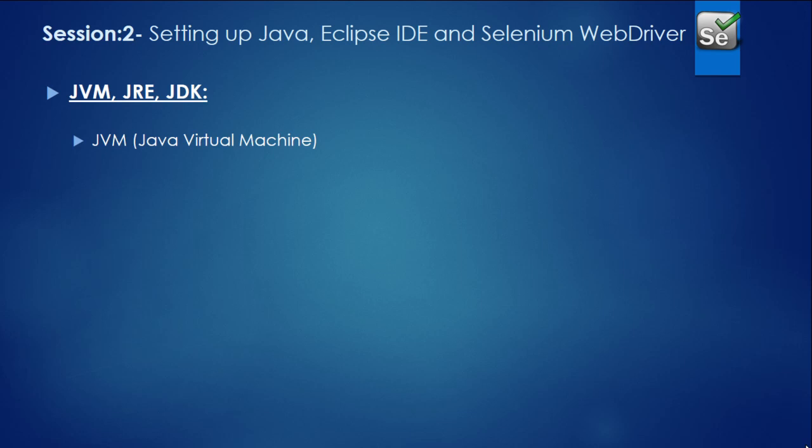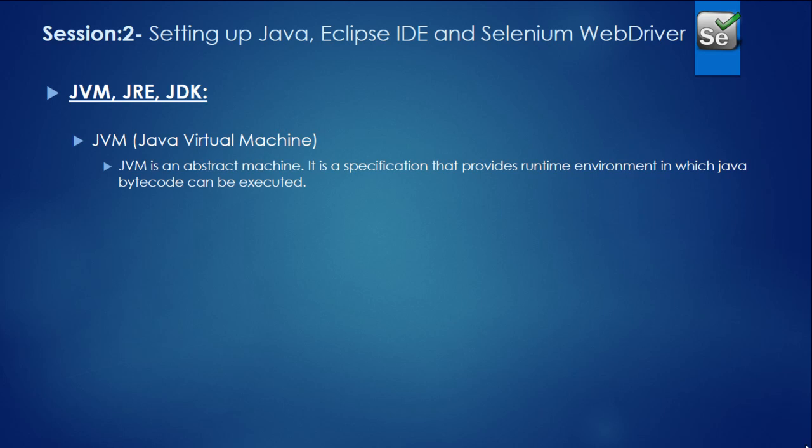Let's start with JVM. So JVM or Java Virtual Machine is an abstract machine which provides environment in which Java bytecode can be executed. The Java runtime environment is an implementation of the JVM. It contains set of libraries and other files which the JVM uses at runtime.